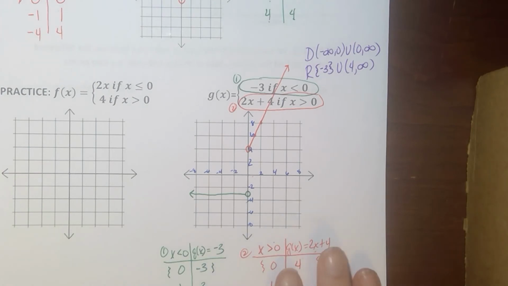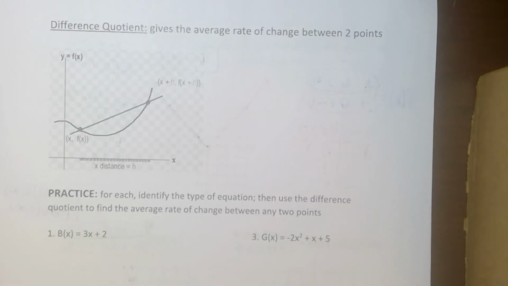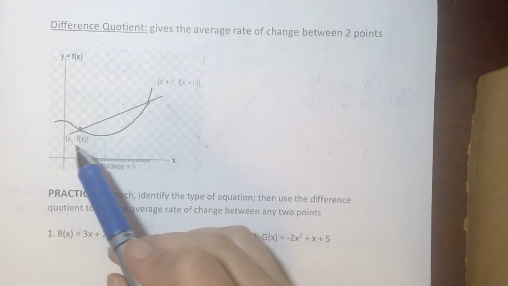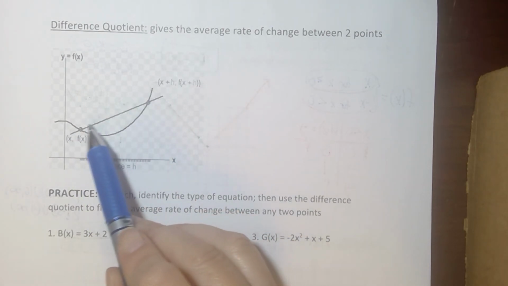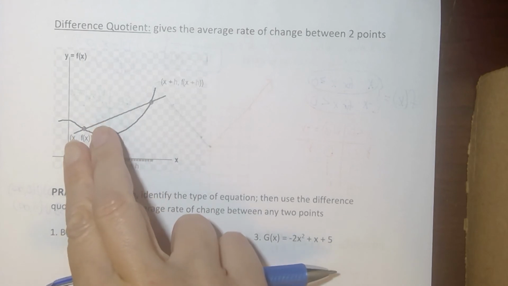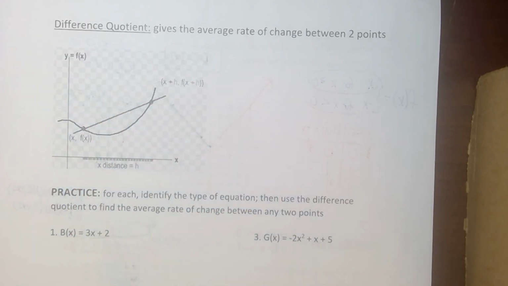Let's talk about difference quotient. The difference quotient gives us the average rate of change between 2 points. If I had a straight line, like this right here, it would have a slope. I would know that no matter where I am on the line between any 2 points, it has the same rate of increase or decrease.